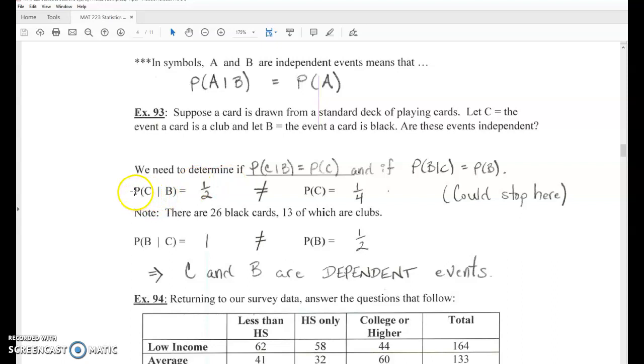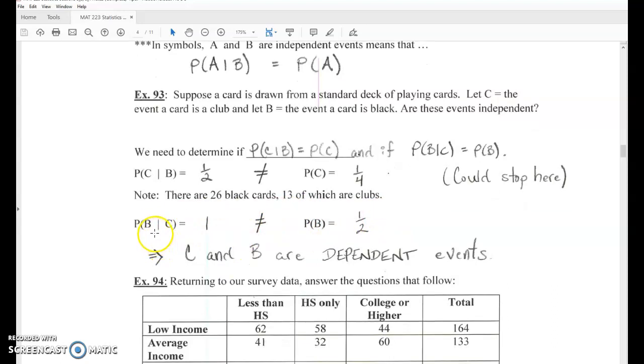So what's the probability of a card being a club given that we know it's black? Given that the card is black, we know it's either a club or a spade. So there's a 1 out of 2 probability that the card is a club given that it's black. However, the probability of any card just being a club is 1 out of 4 because there are 4 suits: clubs and spades, but also hearts and diamonds. Those probabilities are not equal, and we could just stop there. If they were equal, we would have to figure out the next one, but I'm doing the next one just to show you how to think about it.